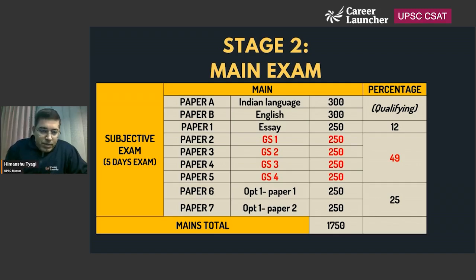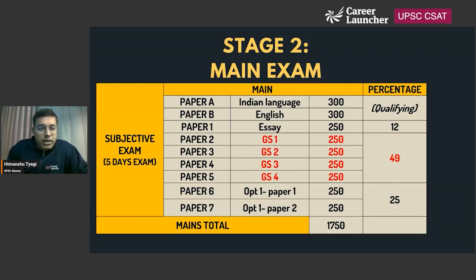Now all these 7 papers are 250 marks each. In the essay paper, you have to write 2 essays, so each essay is 125 marks. In the General Studies paper, usually there are 20 questions that you need to solve. For every question, you have to write roughly 150 to 200 words. So on average, you have to write 200 words in 7 minutes.